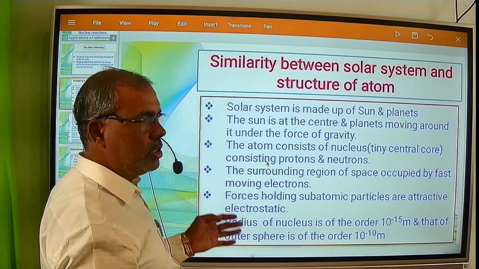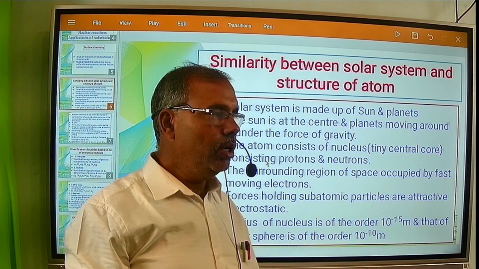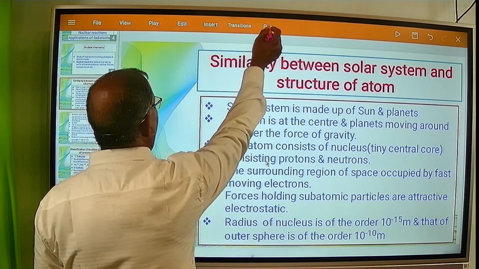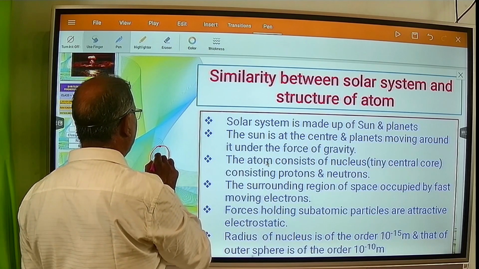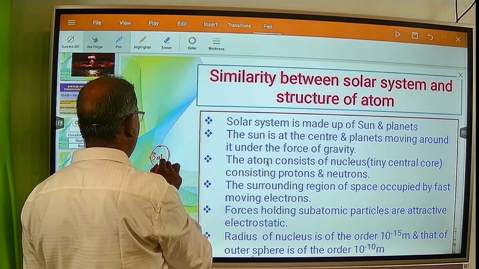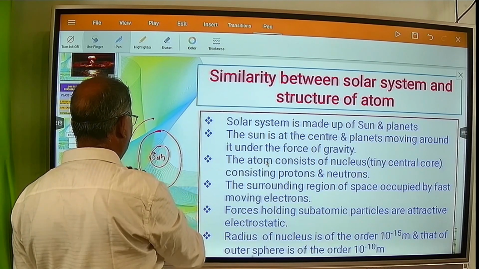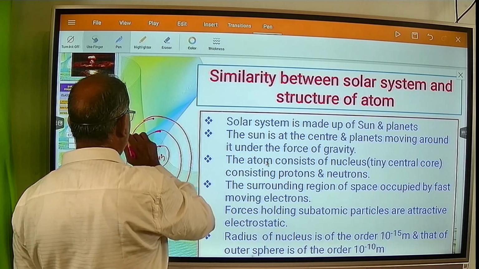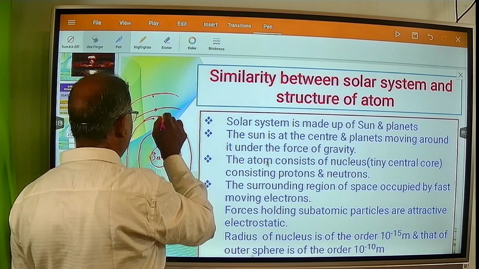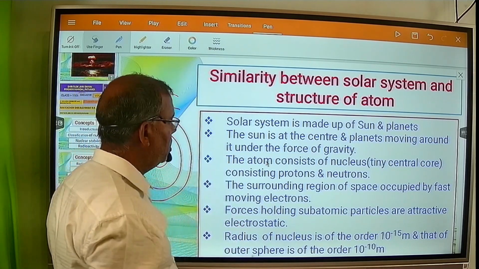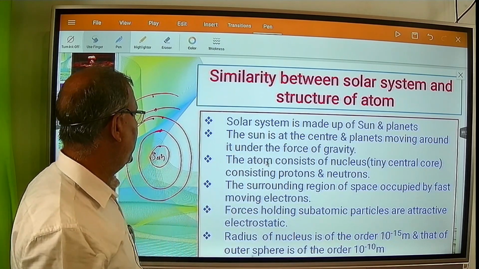What are the similarities? First point: the solar system is made up of sun and planets. We know the solar system is like this. Let's say this is the sun, and the planets are revolving around the sun. So the planets are revolving in different orbits around the sun. So this is the solar system we know. It is made up of sun and planets.